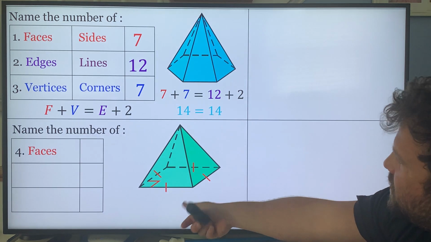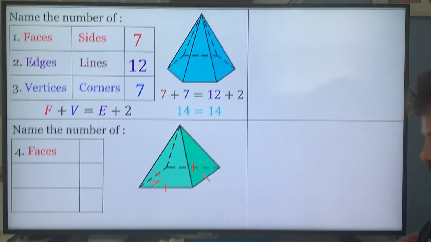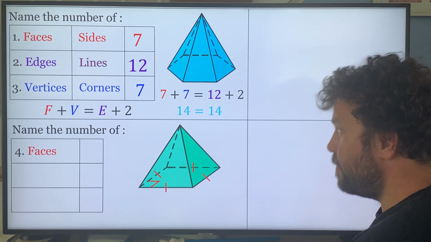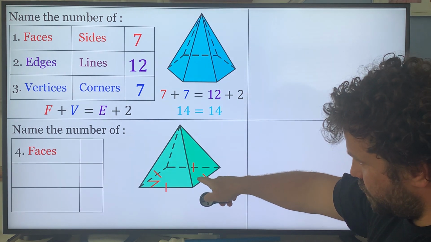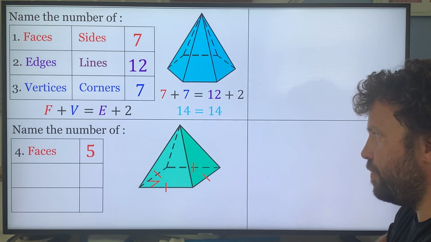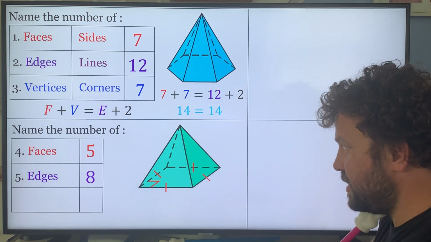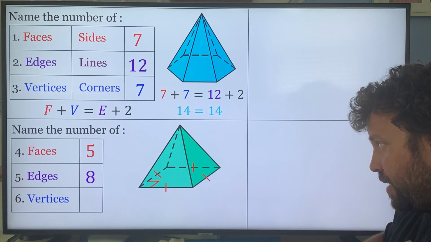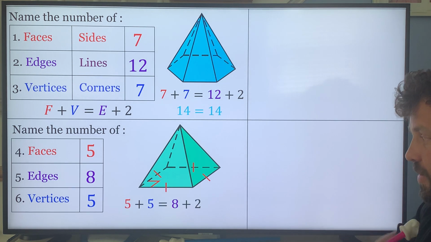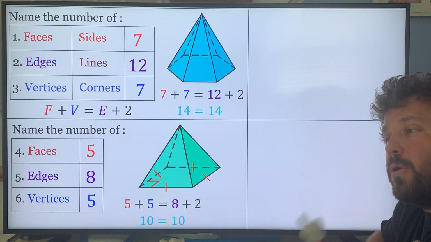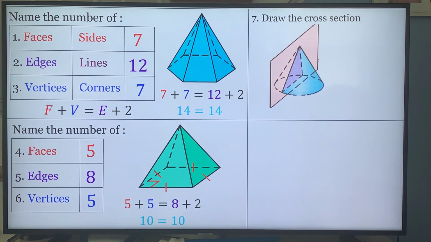Number of faces. Right there. Oh, I gave you 2 pyramids. That is a square pyramid. I guess square, rectangular pyramid. 1, 2, 3, 4, 5. Number of edges. The number of lines are 4 on the bottom, 4 leading up to the apex is 8. And the number of vertices, 4 on the bottom, and that one is 5. Let's use our formula. 5 plus 5, does that equal 8 plus 2? Of course, everyone knows that 10 equals 10. Got it? Let's go another one, number 7.